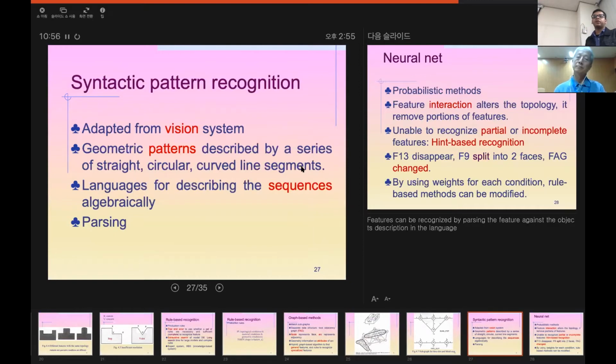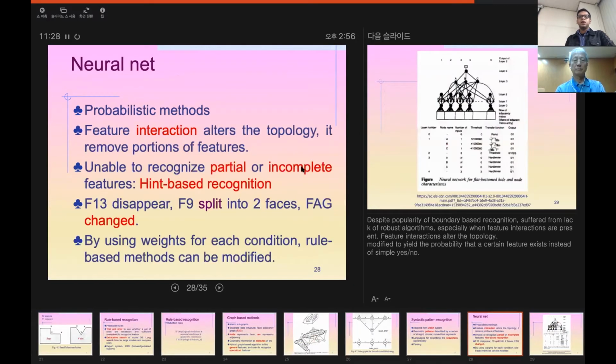The third type of boundary-based recognition is syntactic pattern recognition, and this is adapted from the vision system. What it does is it looks for geometric patterns, which are described by straight, circular, or curved line segments. Also, it has language and grammar for describing the sequences in an algebraic form. Features are recognized by parsing the features against the description in the language and grammar.